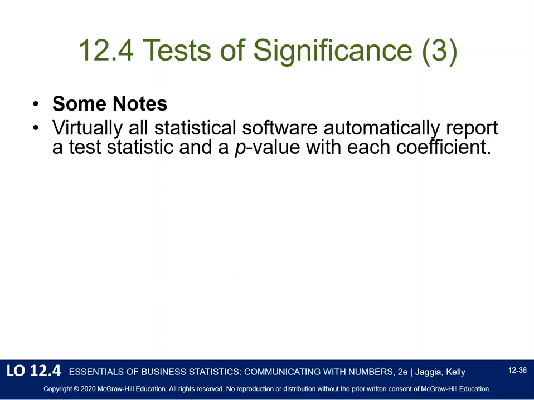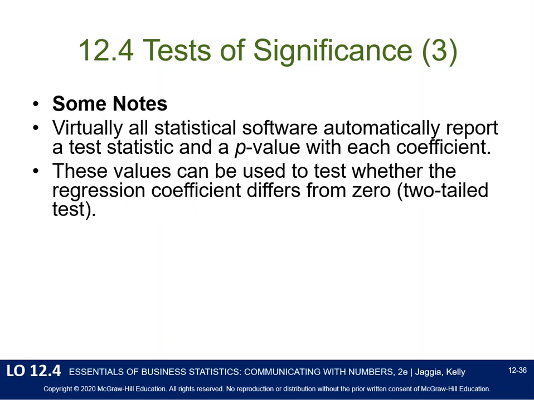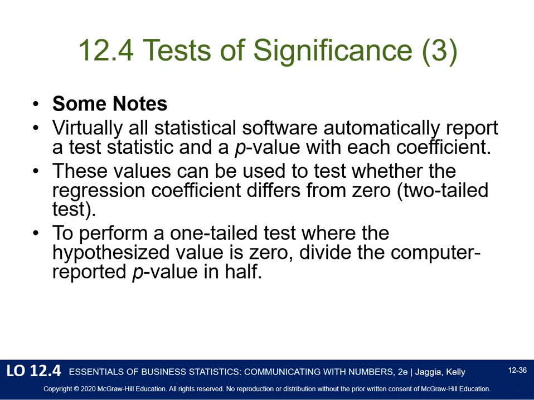Almost all statistical software packages will give us the test statistic of t and the p-value so that we don't actually have to calculate it. And then we can use those p-values to determine, based on a two-tailed test, whether the coefficient is different from 0. If we're wanting to conduct a one-tailed test, then the statistical packages don't give us that value, but we can divide p in half to compute a one-tailed test.